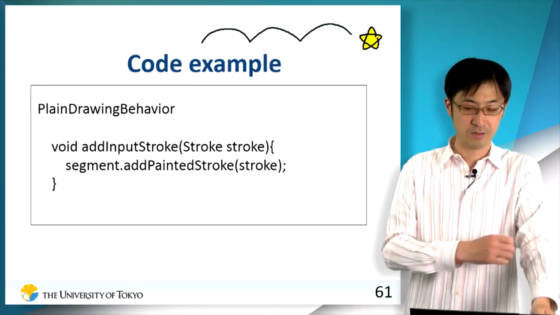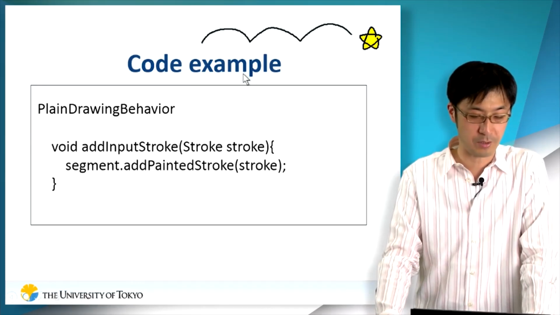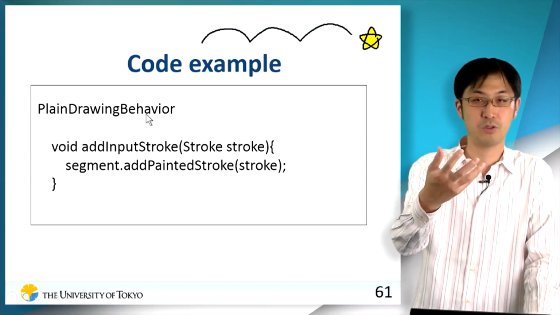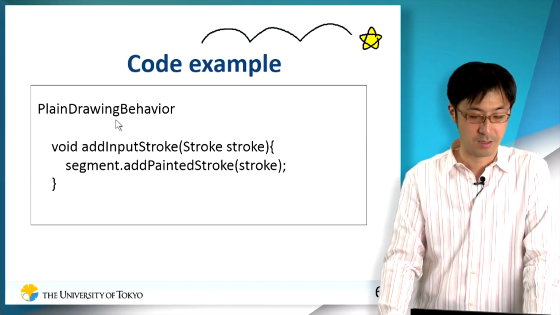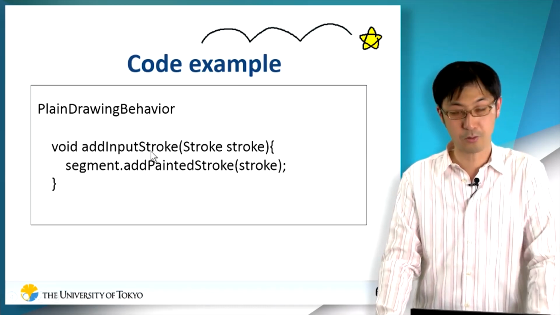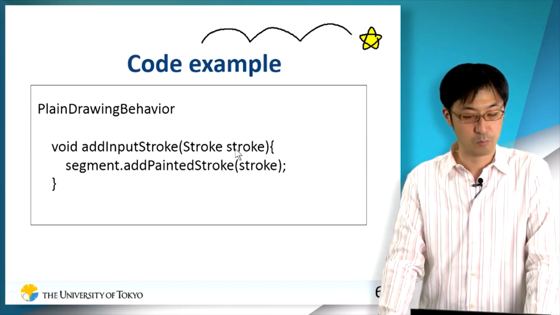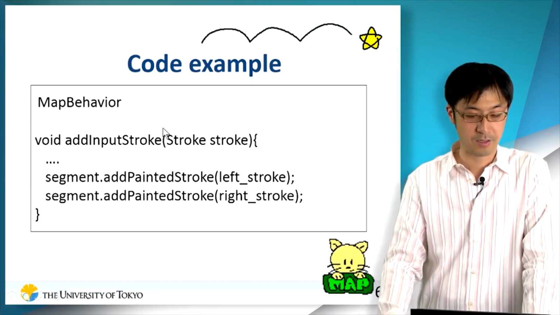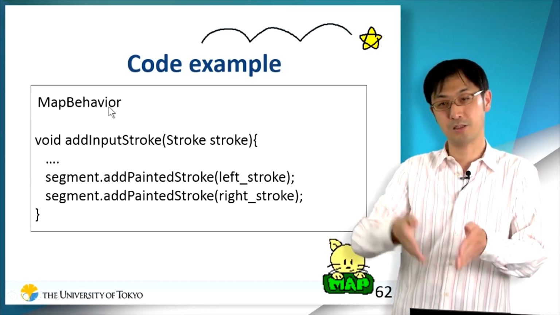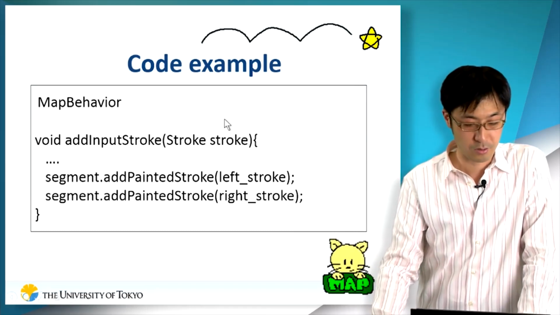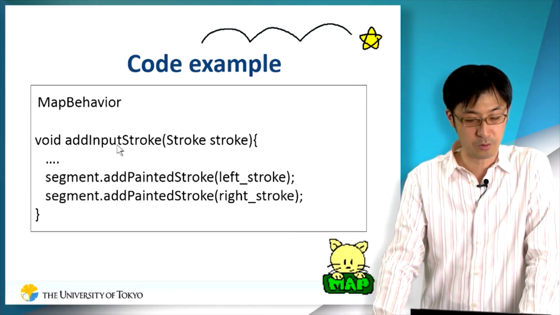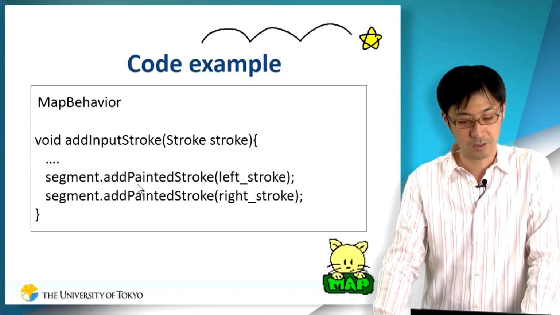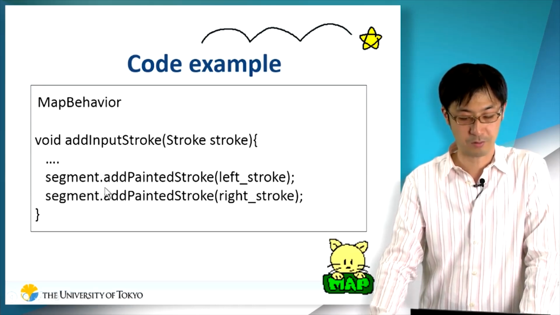Here is a little bit more detail. Here's a code example of a behavior. So this is the plain drawing behavior. This one takes an input stroke and just puts in the stroke. And the code looks like this. So add input stroke handles the input stroke, and then just puts the input stroke into the segment. So that's a plain drawing behavior. And in the case of the map behavior, it takes one stroke and makes a two-sided street. The code looks like this. So for the add input stroke event, the input stroke is divided into left and right strokes, and then these are individually added to the segment.